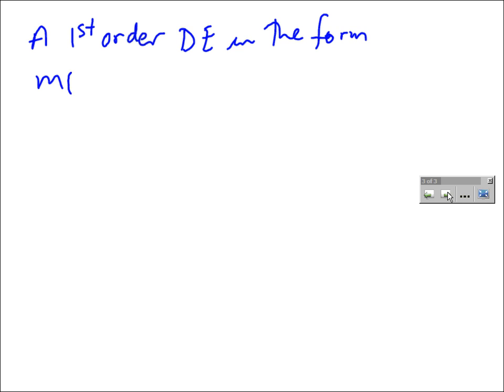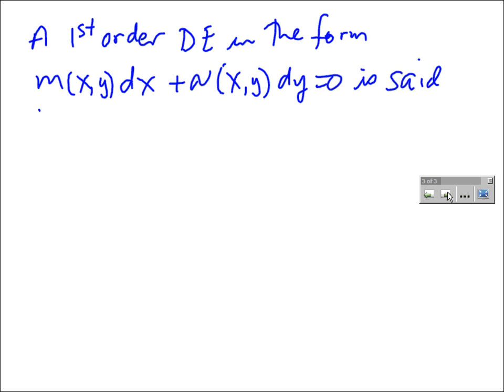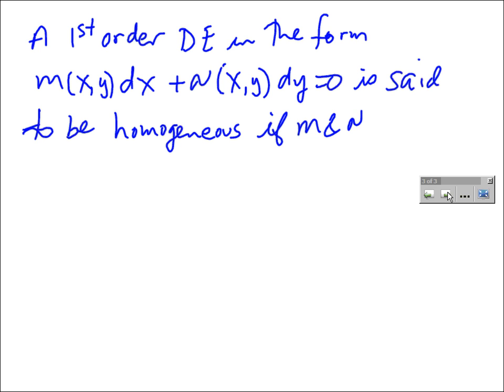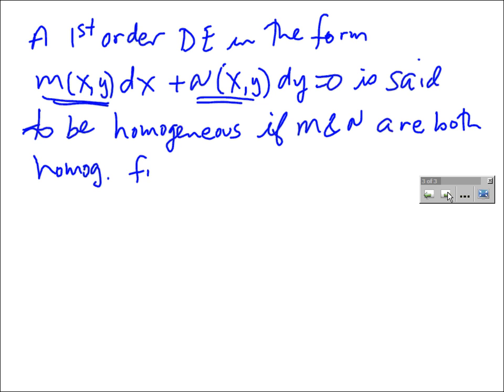Now, another definition. A first order differential equation in the form m of x comma y dx plus n of x comma y dy equals 0 is said to be homogeneous if m and n, these functions, are both homogeneous functions of the same degree.